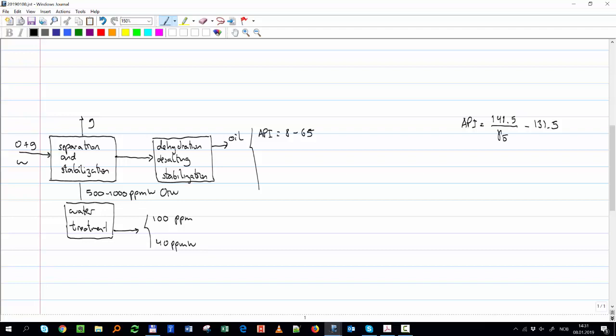Yeah. So that's a homework you have to do with Marcus next time. Maybe the first session will be next week, right? So that's an exercise you have to make: you have to plot API versus the density of the oil.